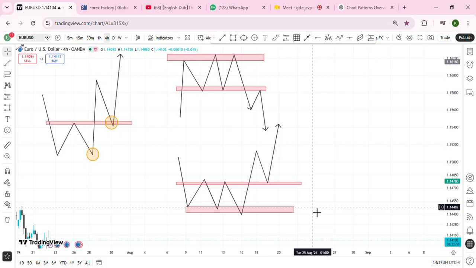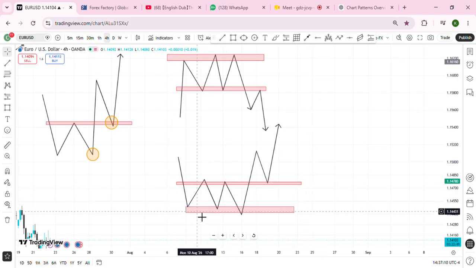And remember we have said these patterns must form at key levels before you take your entry. Just don't take entries because the patterns are formed. Don't just take entries because we are at the center of the market and the market has formed a double top or a double bottom or whichever pattern. No, make sure that the market is at a key level.